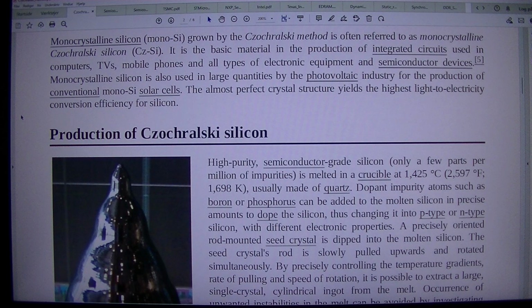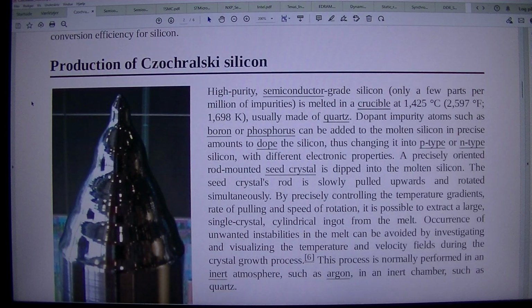Monocrystalline silicon, mono-Si, grown by the Czochralski method is often referred to as monocrystalline Czochralski silicon, CZ-Si. It is the basic material in the production of integrated circuits used in computers, TVs, mobile phones and all types of electronic equipment and semiconductor devices. Monocrystalline silicon is also used in large quantities by the photovoltaic industry for the production of conventional mono-Si solar cells. The almost perfect crystal structure yields the highest light-to-electricity conversion efficiency for silicon. Production of Czochralski silicon.